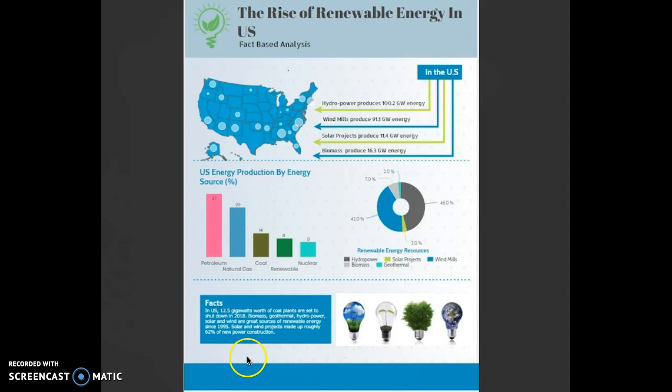On the whole, the infographic perfectly follows the principles of contrast, proximity, and alignment. Please ask if you have any questions.